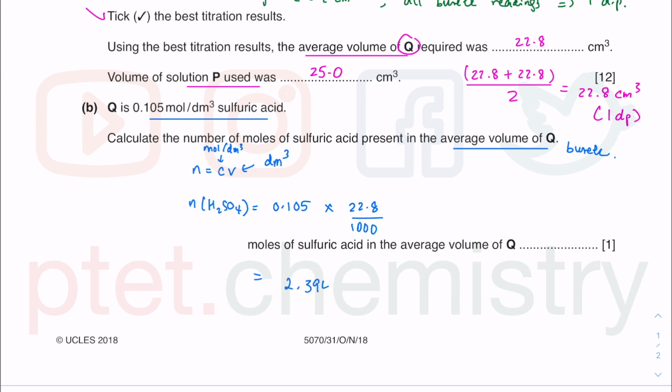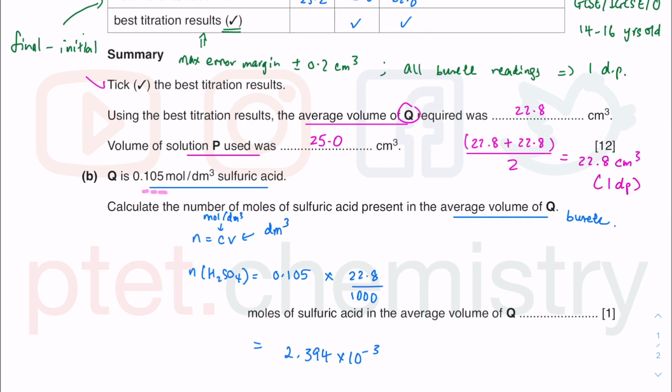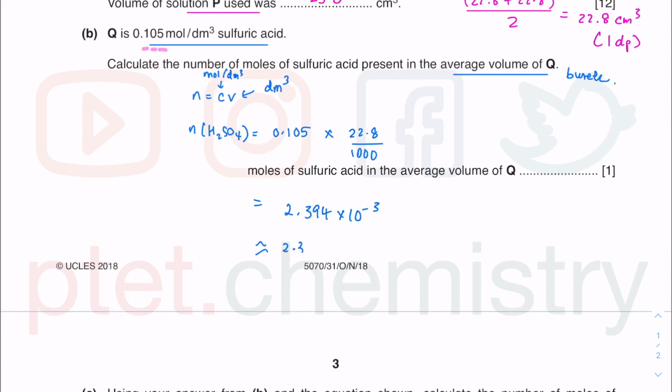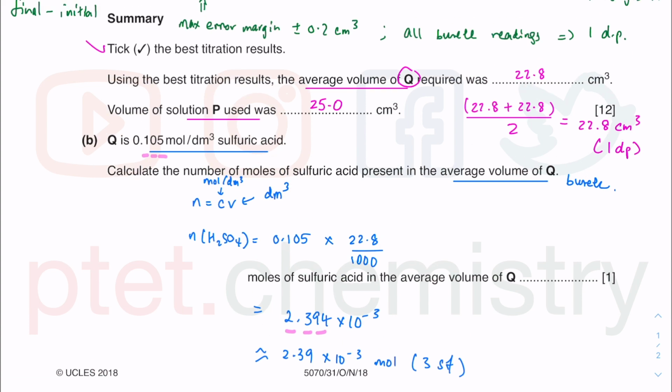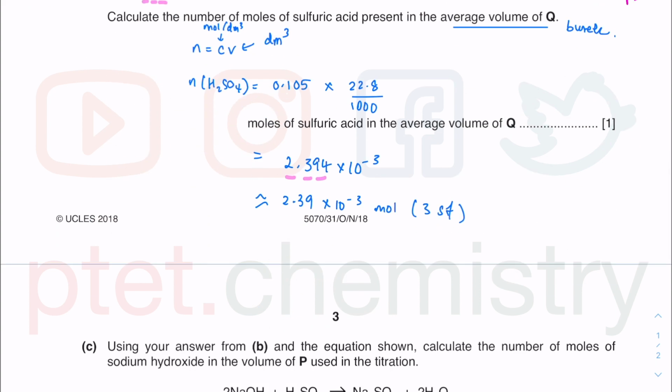So it's 2.394 times 10 to the minus 3. They did not say how many significant figures. If you look at the data here, 0.105, this is 1, 2, and 3 significant figures. The volume you used, 22.8, was 1, 2, 3 significant figures. Based on the data, you should really know what is appropriate number of significant figures. That was based on the data, not random, okay? Based on the data that we have used there, as well as the volume from the burette there, 3 significant figures. I round up the answer to 3 significant figures. I look at the fourth one, it's lesser than 5, it's 2.39 times 10 to the minus 3.